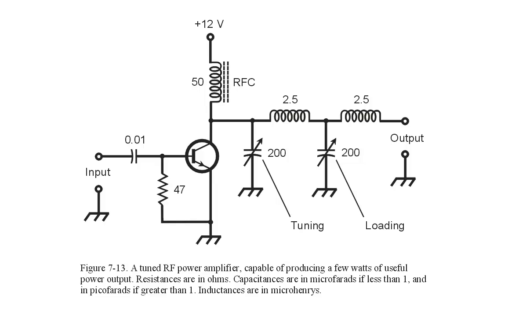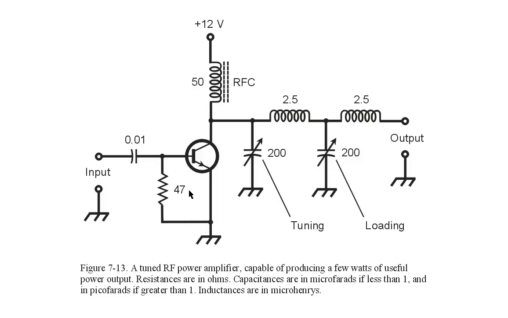Here's a schematic diagram of a tuned radio frequency power amplifier, just a rather specific design. Notice the component values here, and I've included the caption. It's figure 7-13. If you see capacitances, they are in microfarads if less than 1, and they are in picofarads if greater than 1. So that's 200 picofarads right there. That's 0.01 microfarads there. Resistances are all in ohms, so the only one is this one, 47 ohms.